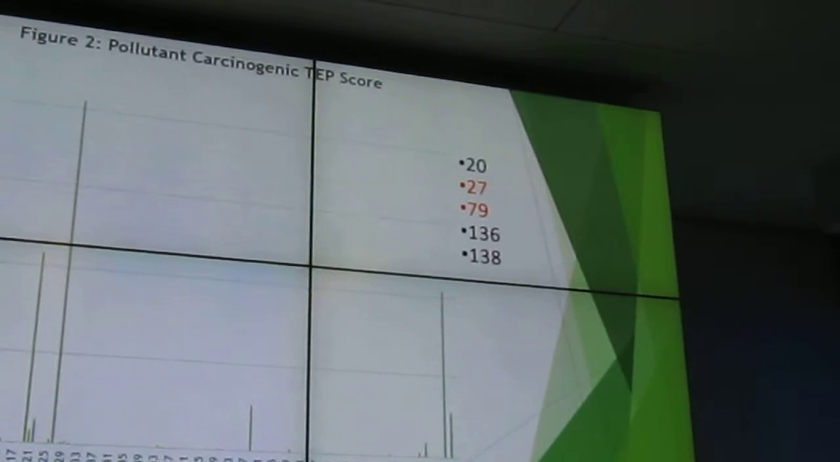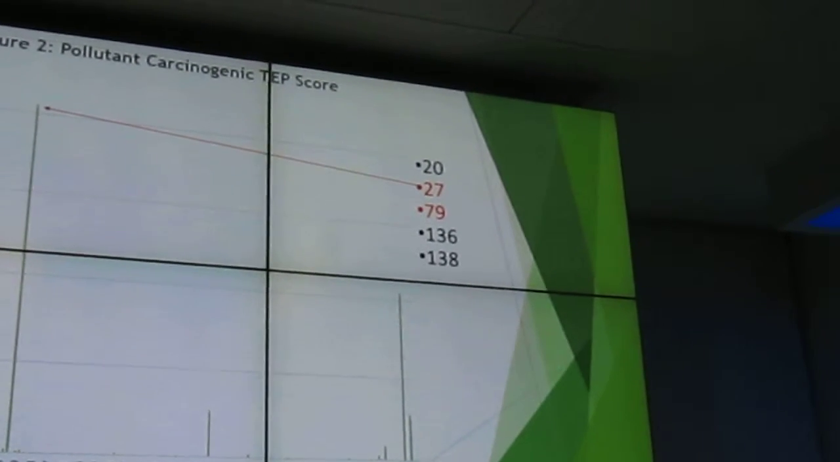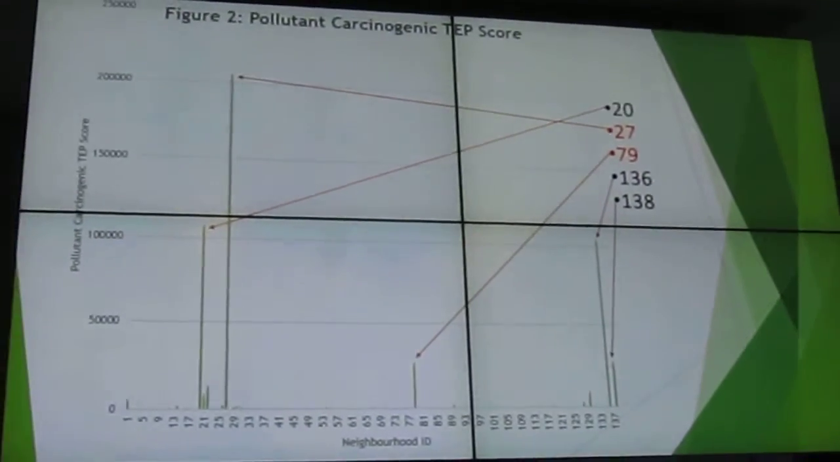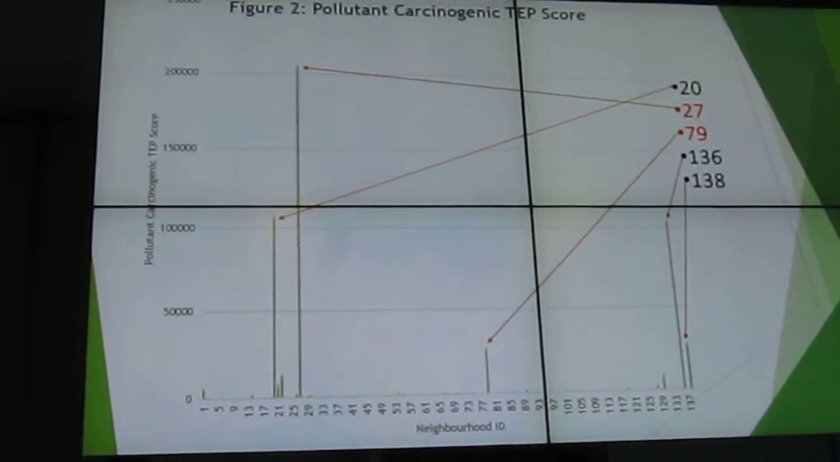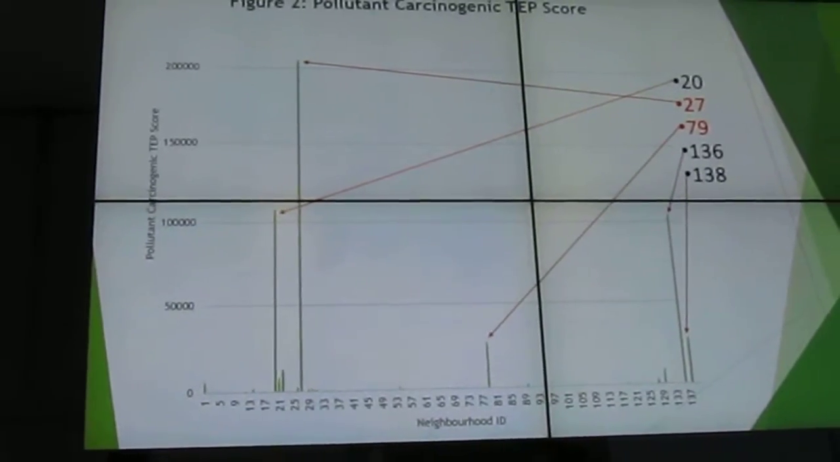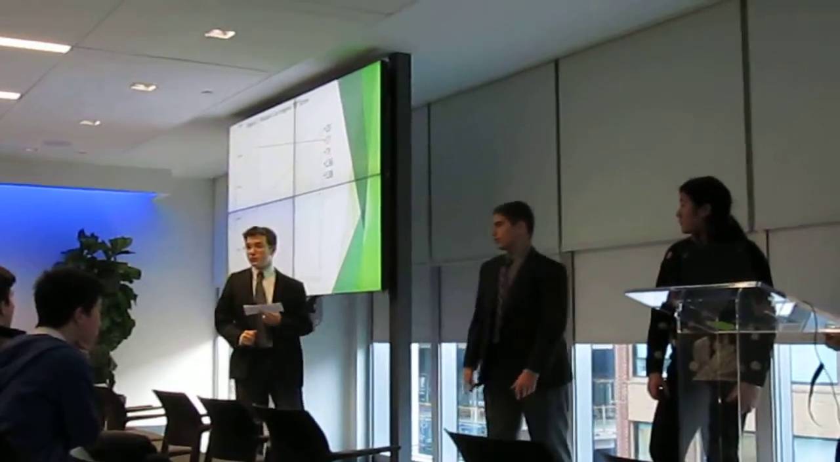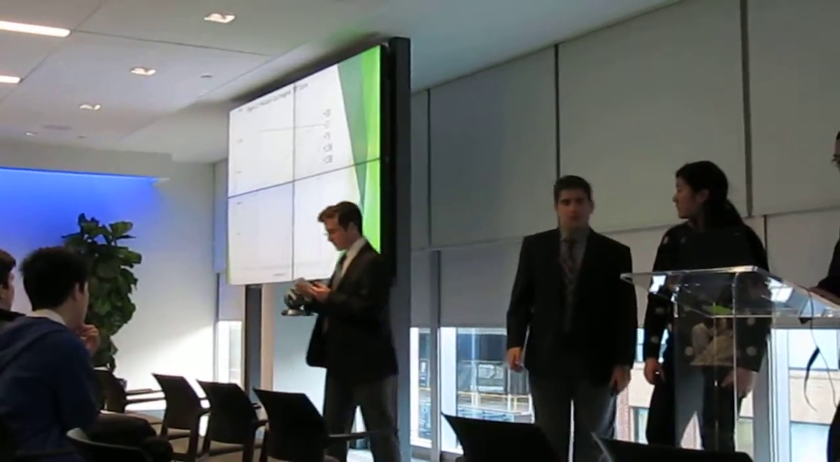First, we have the carcinogenic TP score. And again, as you can see, what Justin was talking about, that there are some neighborhoods which have extremely high values, and the next one down has a smaller value, and the gap is very big. I'll propose an idea to improve that later.